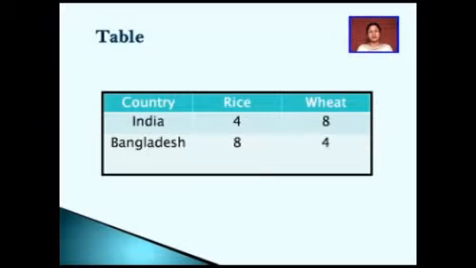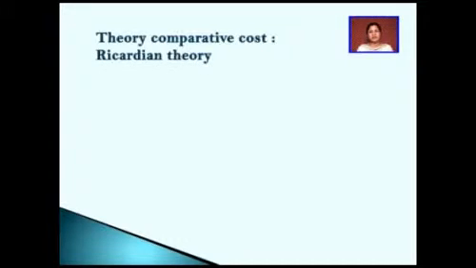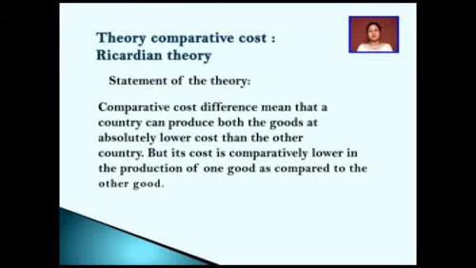Now, there can be a condition that a country has an advantage in producing both commodities, but in one of the commodities, it has a better advantage than in the other. To understand that situation, we need the new theory given by Ricardo. Let's try to understand the theory. According to Ricardo, comparative cost means that a country can produce both goods at absolutely lower cost than the other country, but its cost is comparatively lower in the production of one good as compared to the other good. Means the country is in a position to produce both commodities, but one commodity can be produced in a better way than the other.